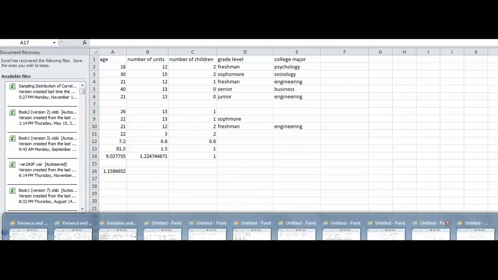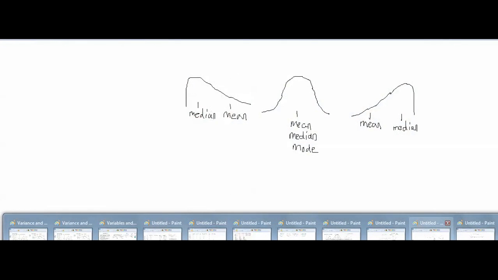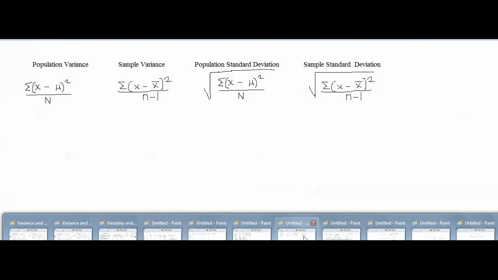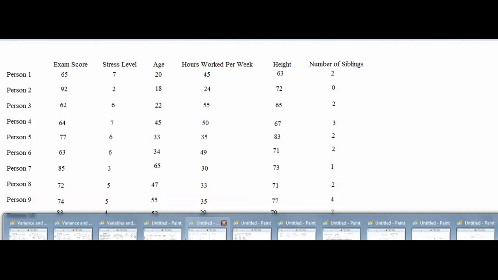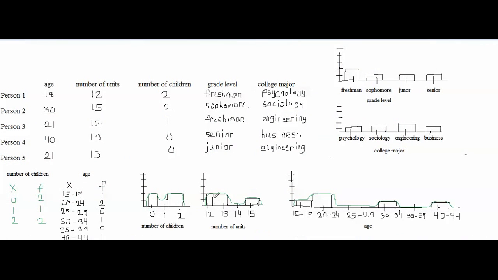I predicted it would be a positive skewness because the age column, the data peaks at the left end and it trails off to the right. So this data right here for age had a skewness value of 1.15. So since the shape had a positive skewness, the skewness value came out to a positive number.